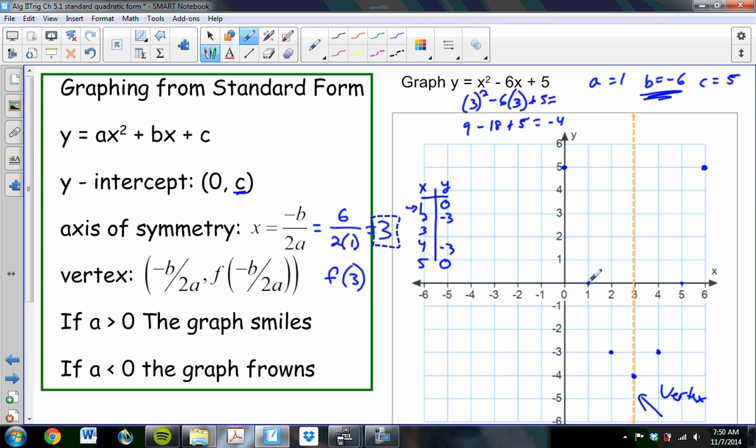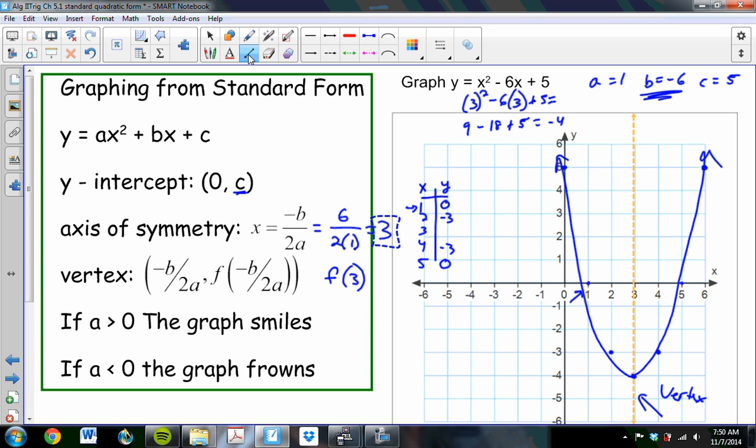So I have those 2 points there, because I can do the symmetric point. I start with this point, then I go symmetric over here. My parabola looks like this. Make your parabolas U's, not V's. My parabola wasn't perfect, but you kind of get the idea. Make them U's, not V's.